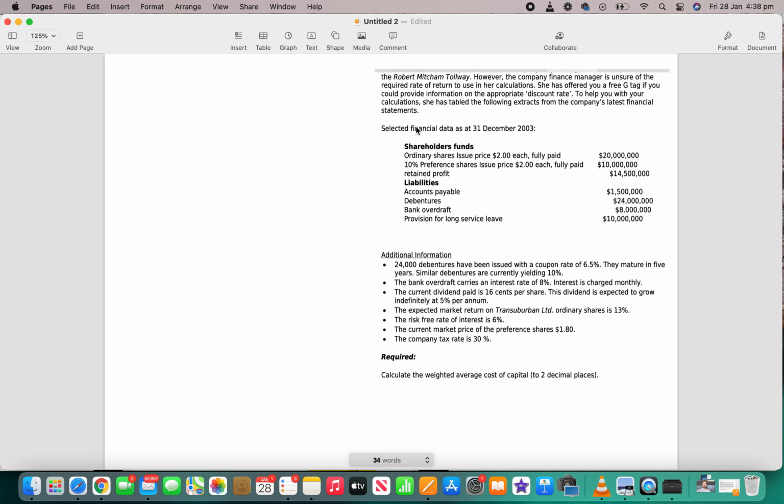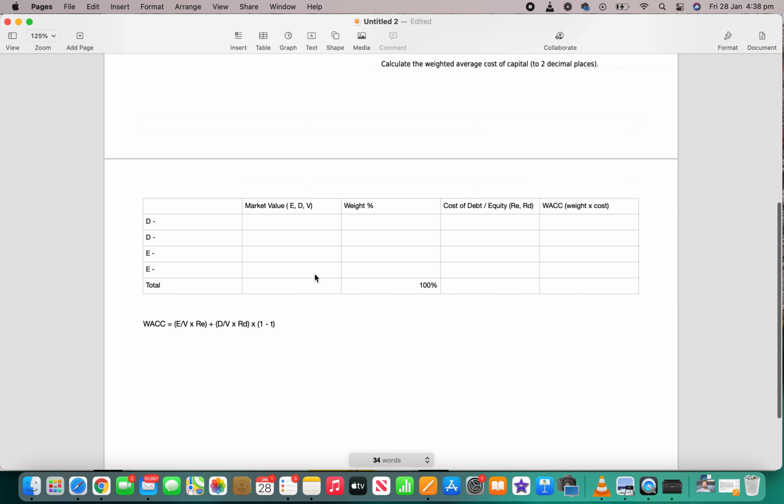So this is our balance sheet. A tip: what I like to do is always read the required first, figure out what I have to do, and then I can go in and start working through it. So what we have is ordinary shares, so that's equity, $2 each, fully paid, 20 million. I'm already starting to think about the table I've built and what I need to do.